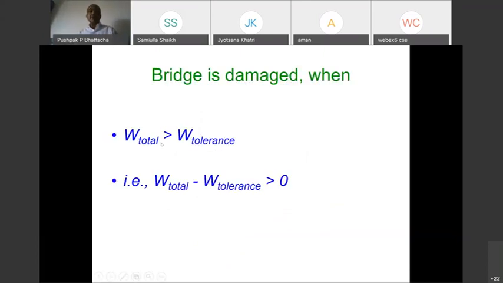So the bridge is damaged when W total exceeds W tolerance. That is, W total minus W tolerance exceeds 0. Now comes the mathematical skill which is brought to bear here. It is totally mathematical skill. We have captured the phenomenon in the form of a mathematical framework. That is the modeling part. Now comes mathematical skill. W total minus W tolerance should exceed 0.